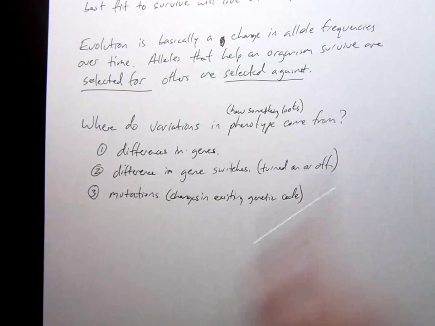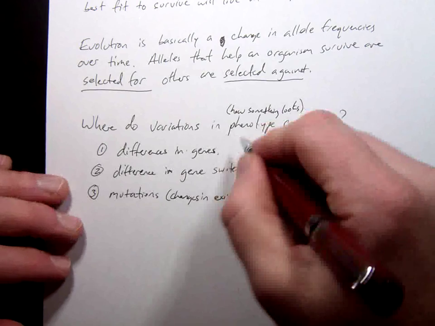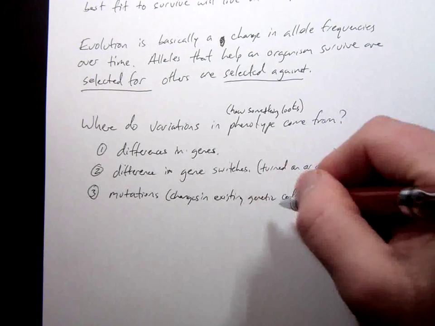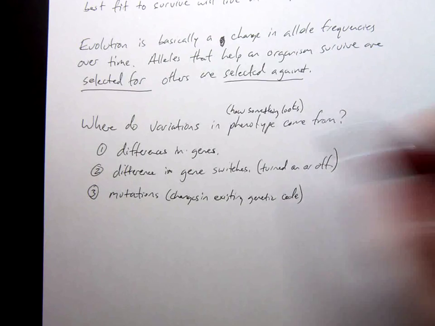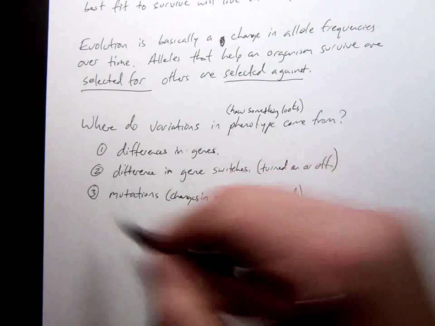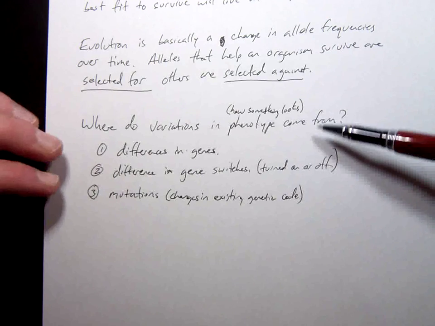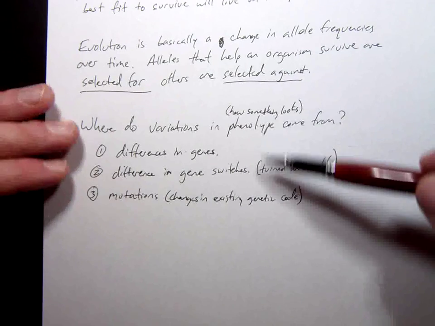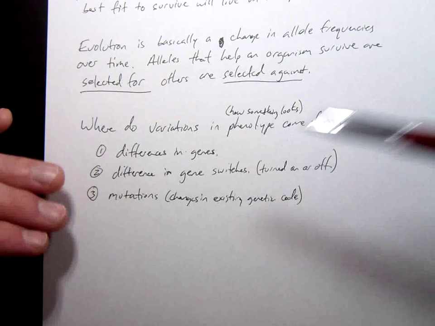So there are a number of differences in genes that already exist, the sequence of letters, differences in gene switches, they're turned on or off, or changes to the existing genetic code, something happens to change that. And then these will have a different result in different organisms, and those that are best suited to survive will, and those that are not will not survive. So we're going to kind of explore how these things can play a factor in survival, like I said, then again on Thursday.